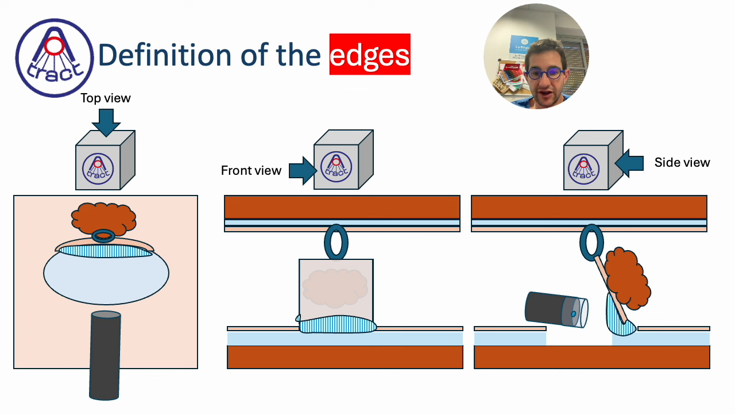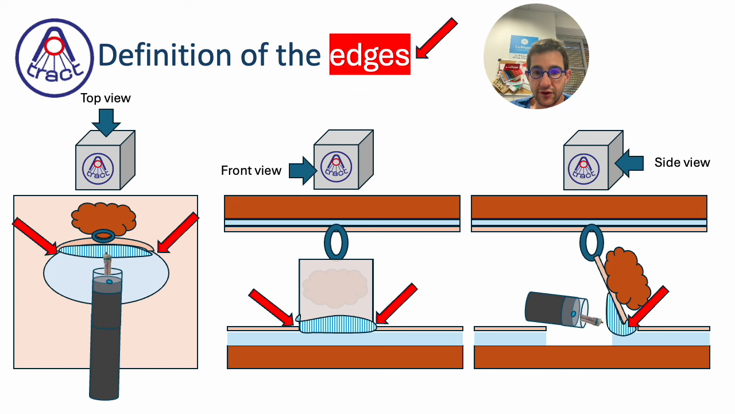What are the edges? The edges are here, thanks to these red arrows. It is the edge, the margin, the border of the remaining submucosa. And these edges are a very good thing for you to detect and to expose, because you can see, thanks to this edge view, all the remaining submucosa you have to cut to achieve your resection.